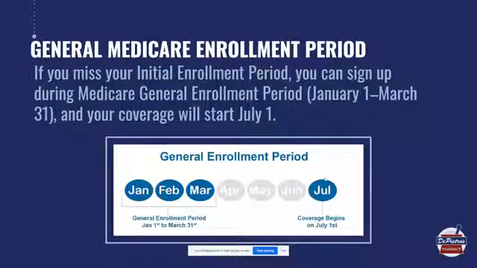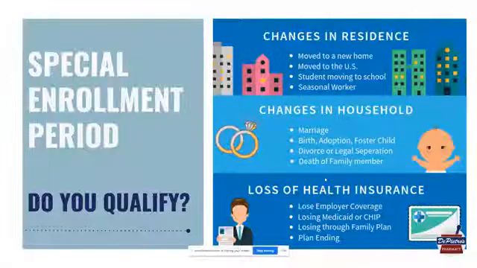If you miss initial enrollment, you can sign up during Medicare general enrollment. So that would be January 1st to March 31st, and then the coverage would begin July 1st. And, you know, there's many reasons why you may qualify for a special enrollment period. We've put some common ones here that you could see: changes in household, loss of health insurance. Maybe you had health insurance from an employer and you recently retired. You had it maybe through a spouse and you're getting divorced. So there's different reasons, but just know there are special enrollment periods for certain circumstances that may happen in life.